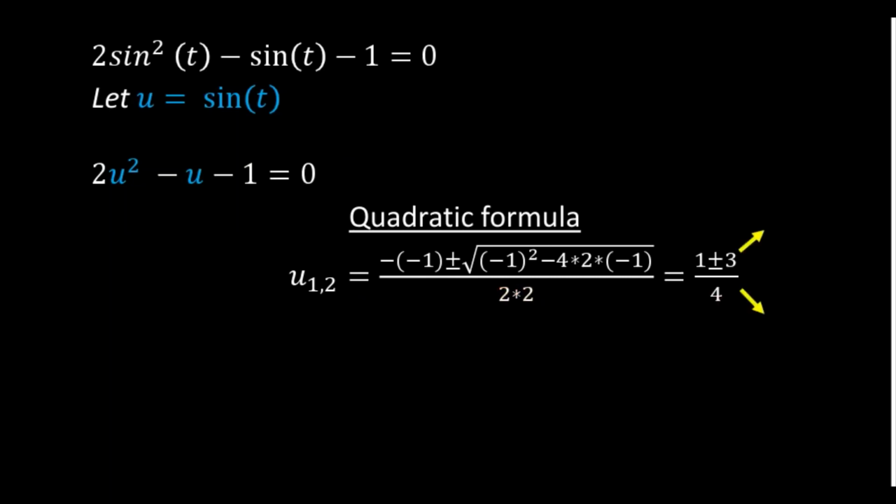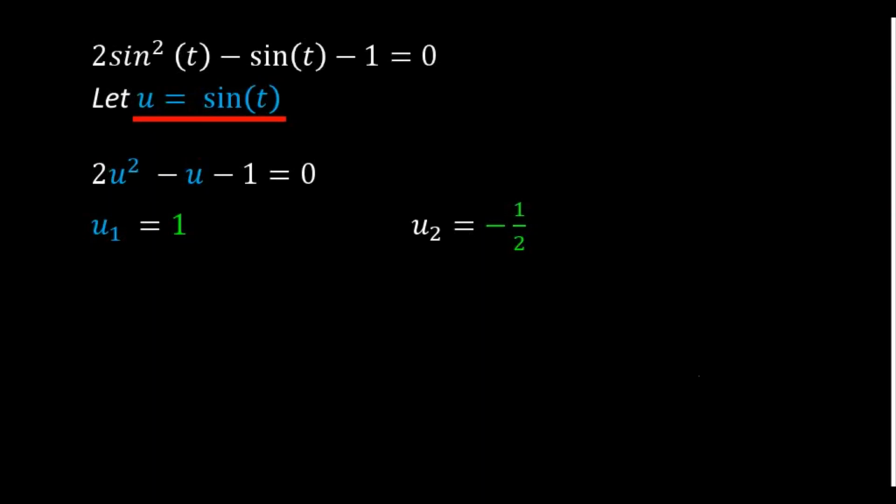And now we can break it down into two answers. So the first one we'll use with the plus, so 1 plus 3, that will give us 4 over 4, so that will equal 1. And the second one we'll use with the minus, so 1 minus 3, that will be negative 2 over 4, or negative 1 over 2. So we just found that u1 is equal to 1, and u2 is equal to negative 1 over 2. So this is what we have so far. u1 equals 1 and u2 equals negative 1 over 2.